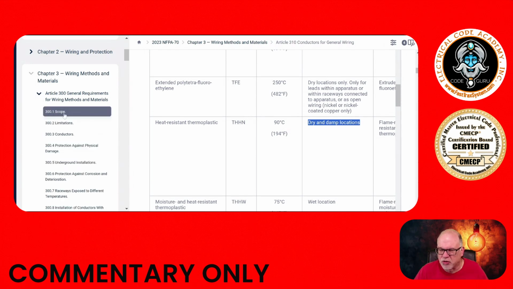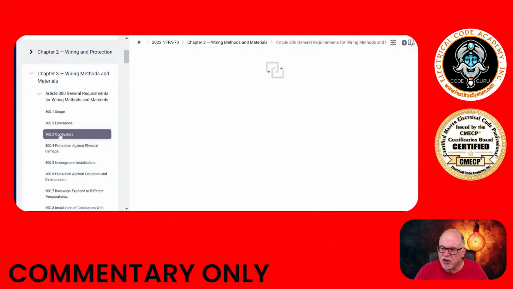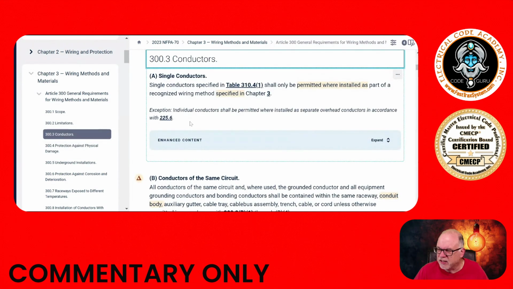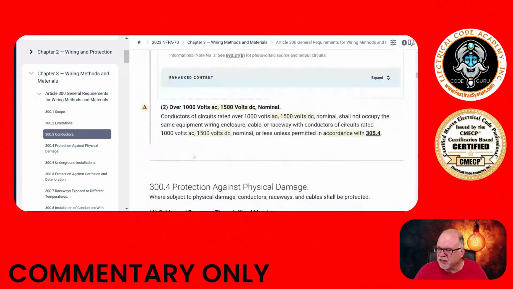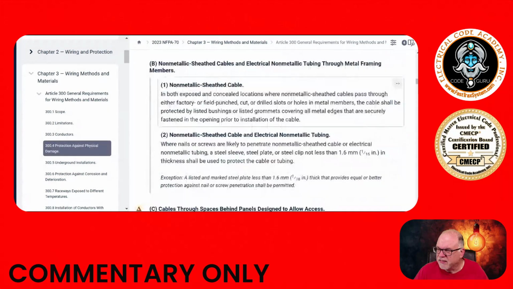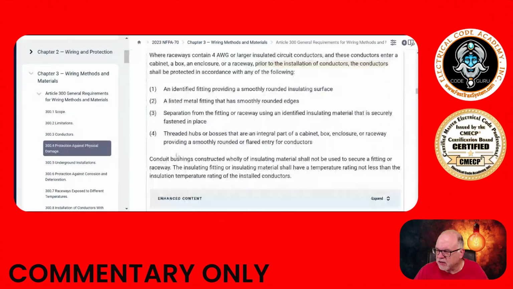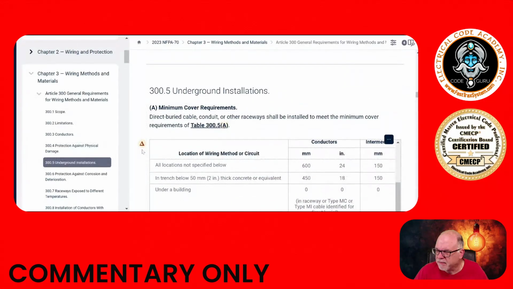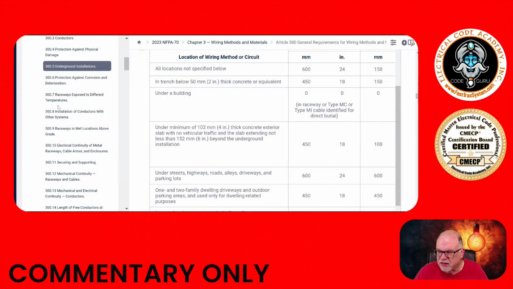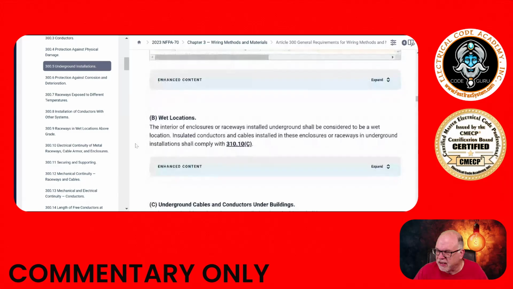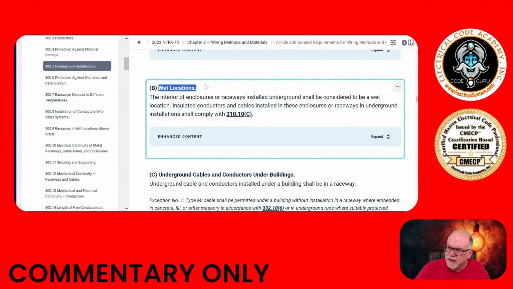And if you're saying, Paul, I don't trust you, well, then you can go to Article 300 down here. Let's see here. Hold on. No, that's not where I want to go. Here you go, raceways. Well, 300.5 first. Let's look at 300.5, wet location. Interior of enclosures or raceways installed underground shall be considered a wet location.